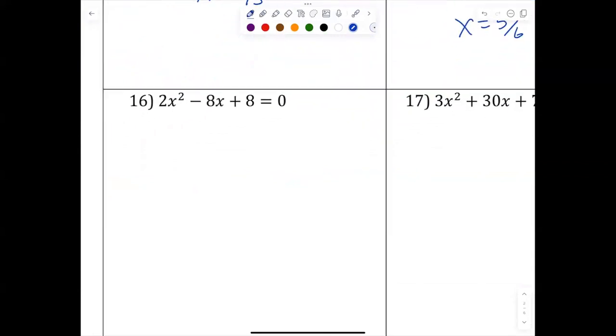Uh-oh, we got a problem here. What's the problem? GCF. What's GCF? There's a common 2. All right, so now look up. You can divide out the constants. Divide by 2, divide by 2, divide by 2, divide by 2. Everybody's got to do that for me.